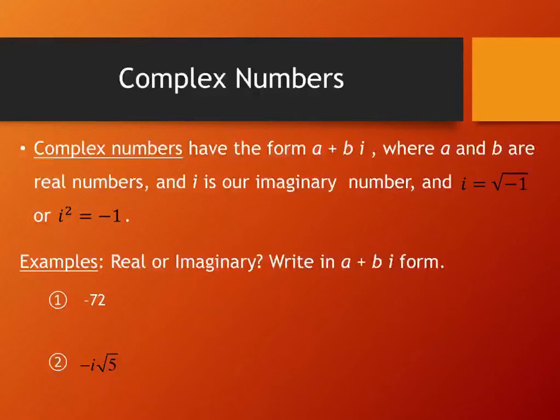Complex numbers are numbers with the form a plus bi, where a and b are real numbers, and i is the imaginary number. By definition, i is equal to the square root of negative 1. Or you can define it such that i squared is equal to negative 1.